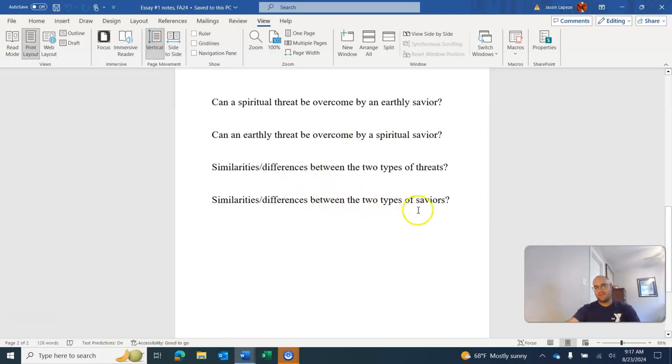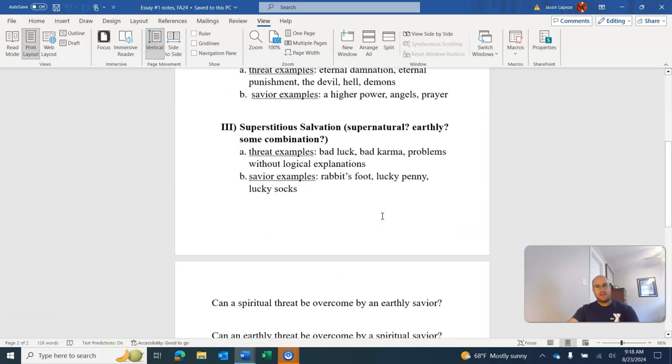And then similar types of questions. What are the similarities and differences between earthly and spiritual threats? And then how are saviors in the spiritual and earthly realms similar and different? Where does a Judeo-Christian God compare and overlap with a first responder or a physician or a nurse? And how are they different? Same thing for the threats. So that's the gist of the essay.